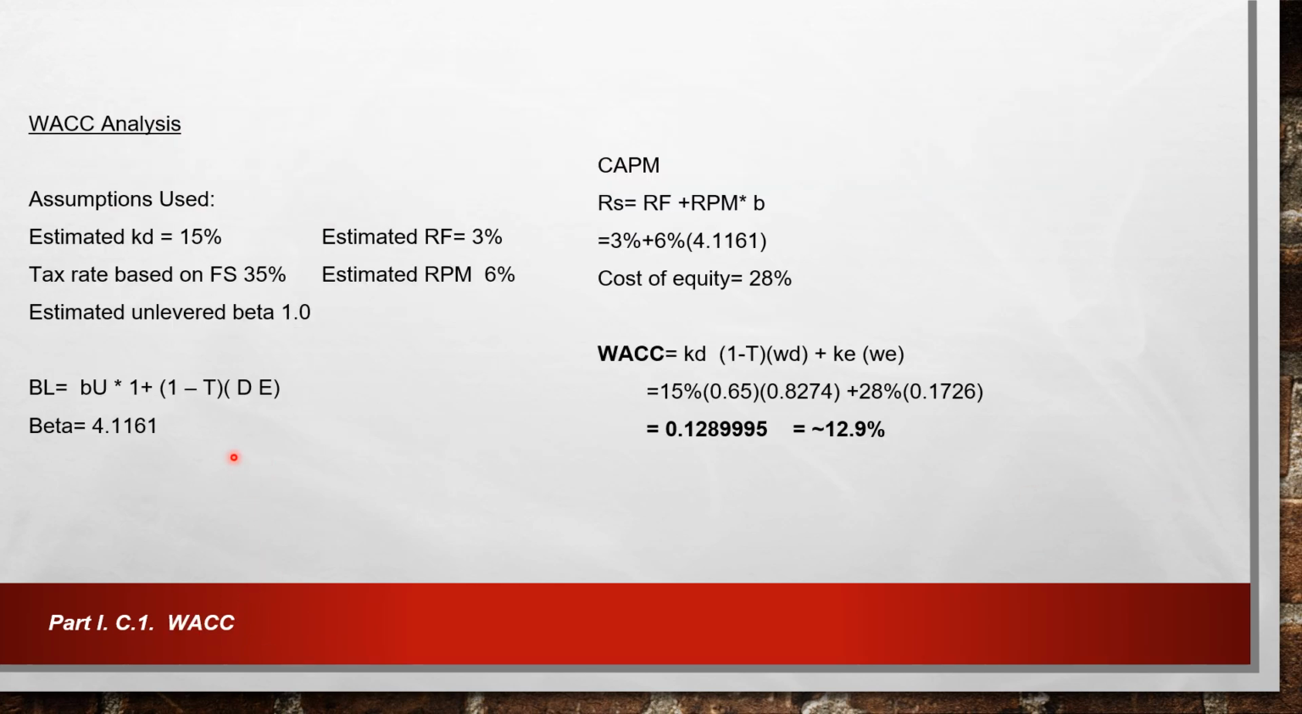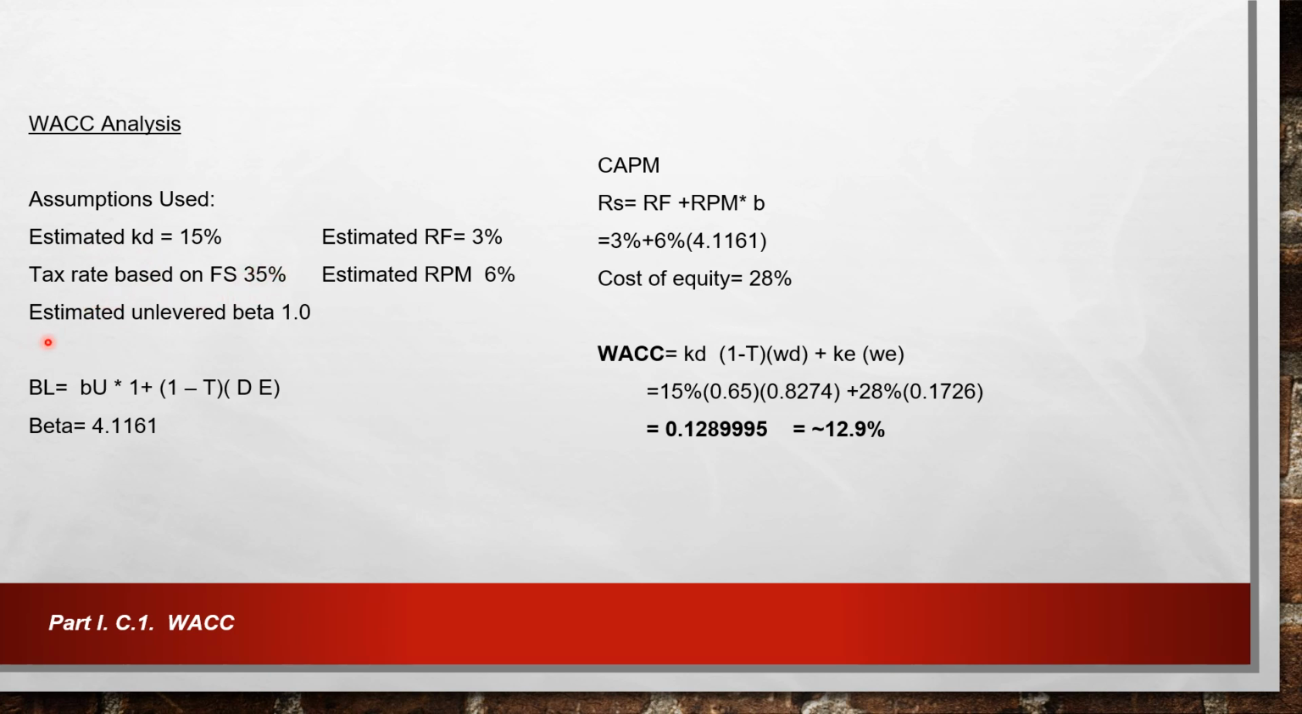Now let's compute the WACC. The assumptions used: the estimated cost of debt is 15%. This is the estimated cost of new debt. Since Paramount is already in poor financial performance and poor financial position, and is facing the threat of bankruptcy, it is quite normal for investors or creditors to charge higher interest rates because of Paramount's poor performance. The tax rate is based on the financial statements.